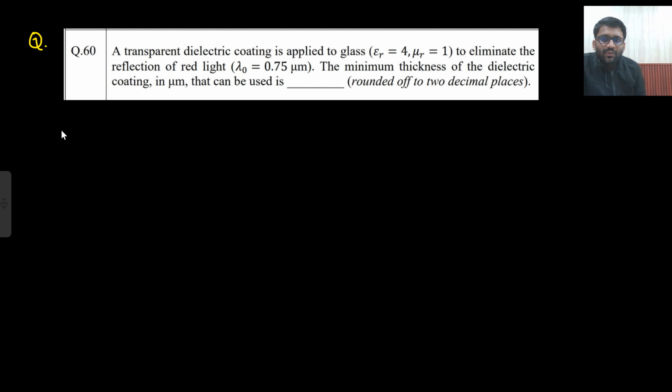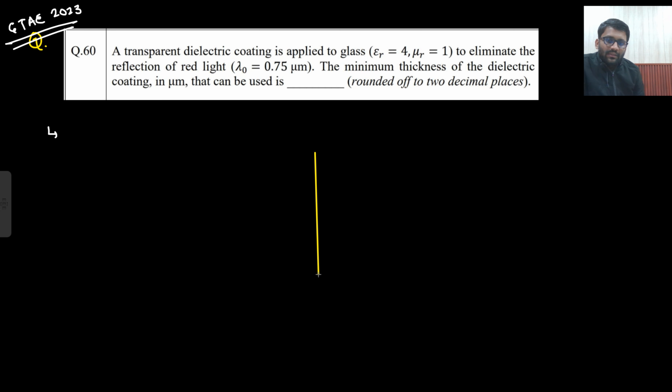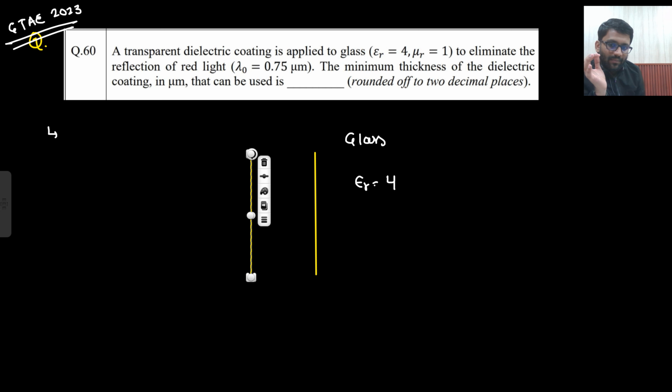So this question was asked in GATE 123. Try solving this question. A transparent dielectric coating is applied to glass. So there was a medium of glass, and this glass has an epsilon r value of 4. Now what you are doing? You are applying a dielectric coating on the glass to eliminate the reflection of red light. That means you have applied some coating here.